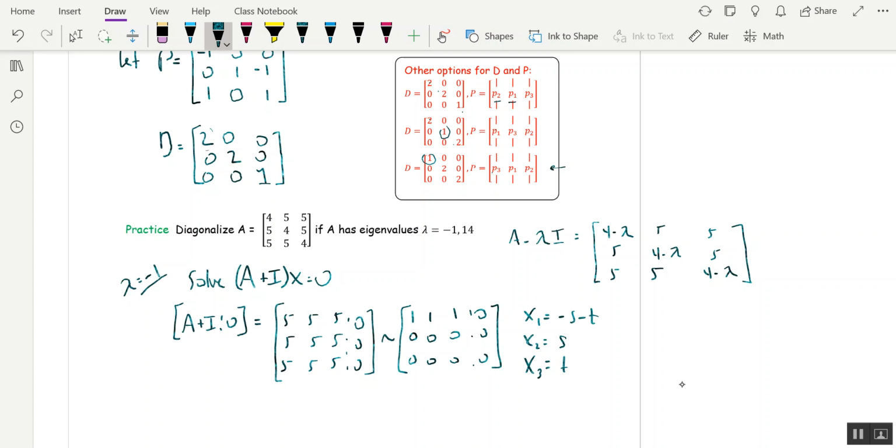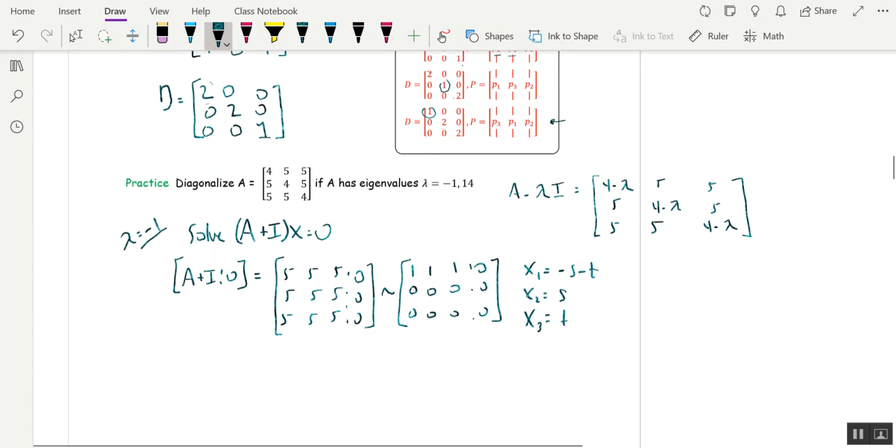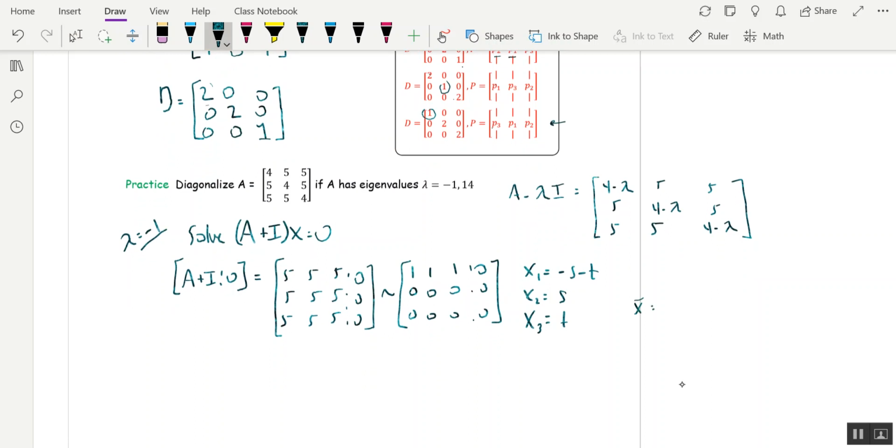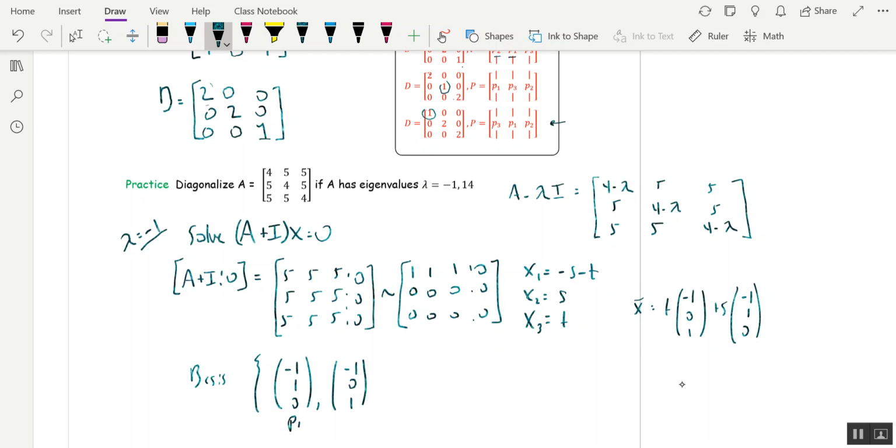And so we can write down a basis. I'm kind of skipping the step where I write down x bar equals t times -1, 0, 1 plus s times -1, 1, 0. But you can still write that. But if you can write down the basis without doing that step, I'm okay with that. So basis for our eigenspace is -1, 1, 0, and then -1, 0, 1. I'm going to call this P1 and this P2. The order that you put them in doesn't matter.